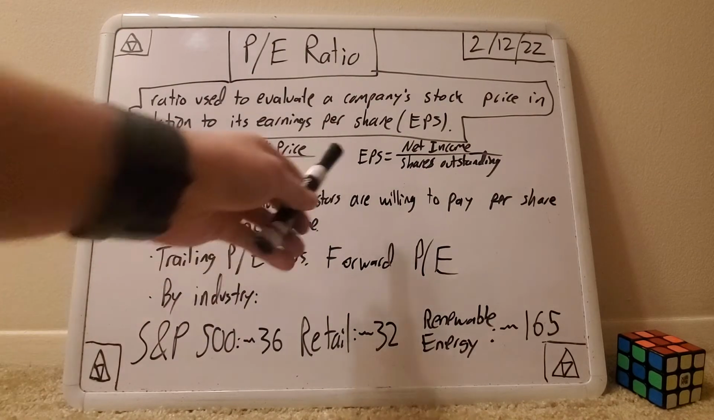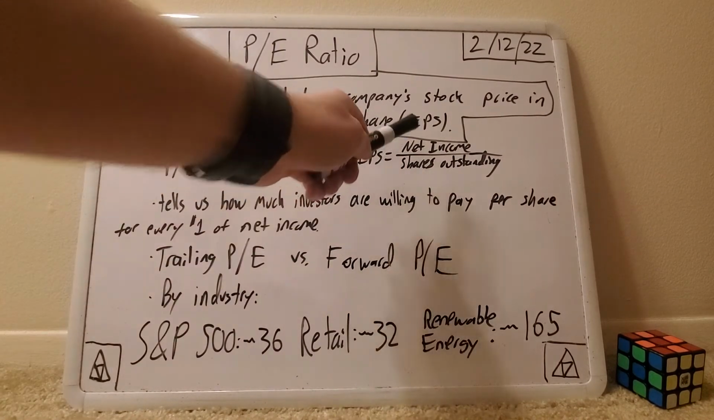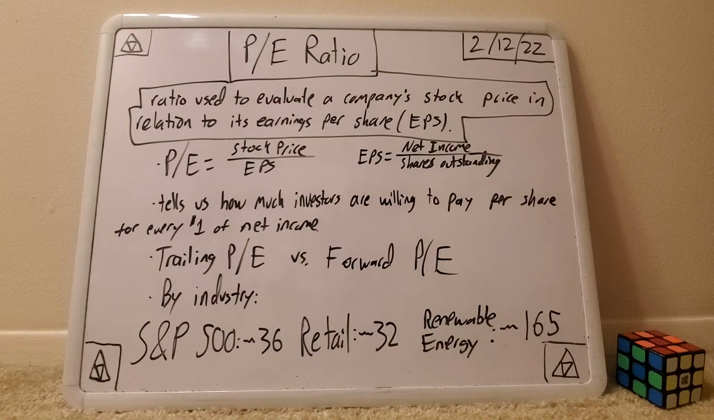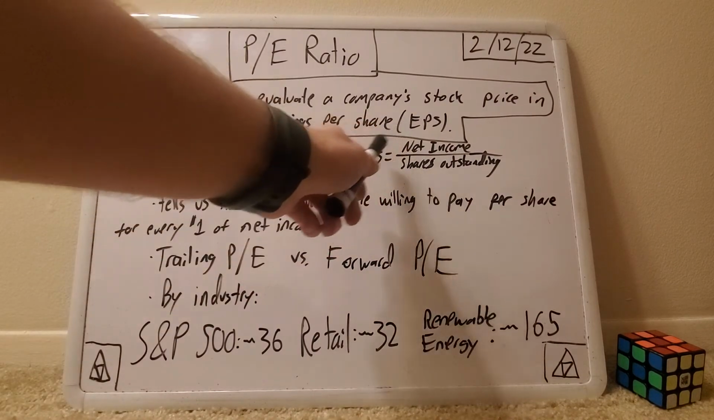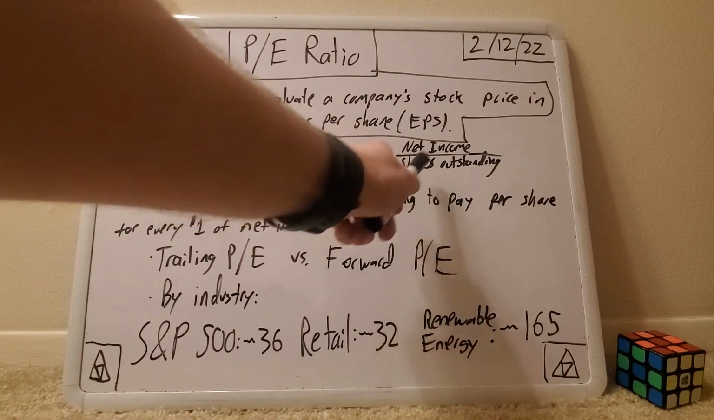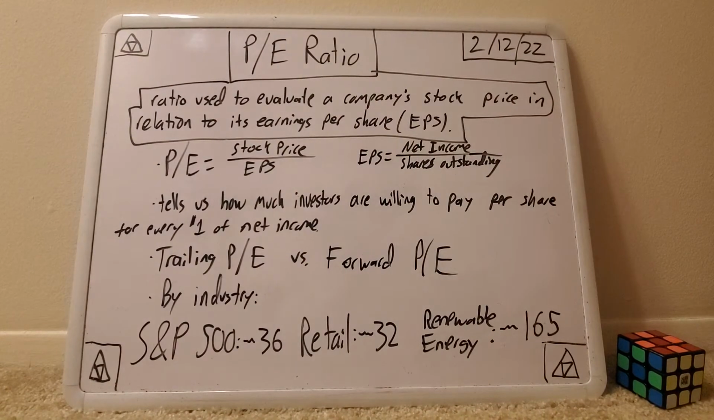You can find the earnings per share by taking the company's net income for the last trailing 12 months or the last fiscal year, so the company's net income divided by the company's shares outstanding. And the P/E ratio tells us how much investors are willing to pay per share for every $1 of net income that the company generates.